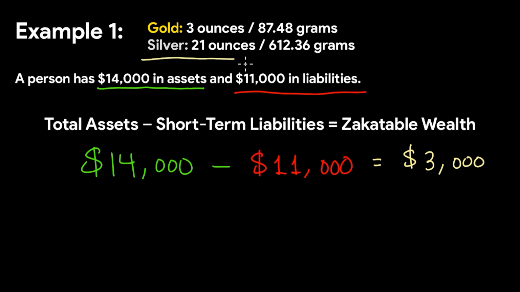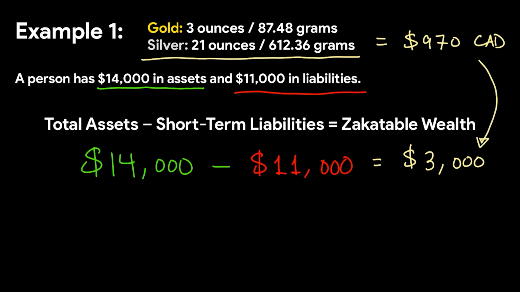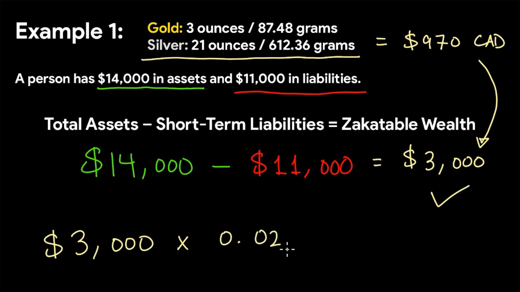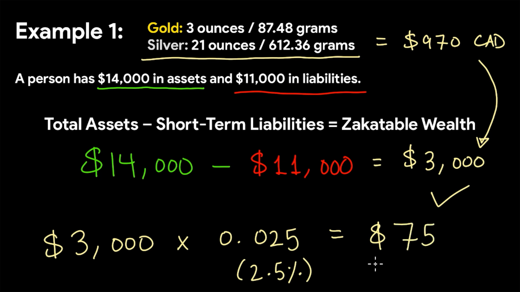Zakat. We're going to use silver because that's what most scholars recommend. As we calculated earlier, it's around 970 Canadian dollars. Because 3,000 is larger, this person must pay Zakat. So let's calculate how much Zakat he pays. He will pay 3,000 times 0.025, which is basically 2.5%. This comes to around $75. So this person must pay $75 in Zakat.